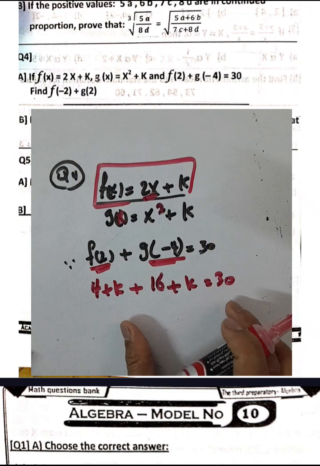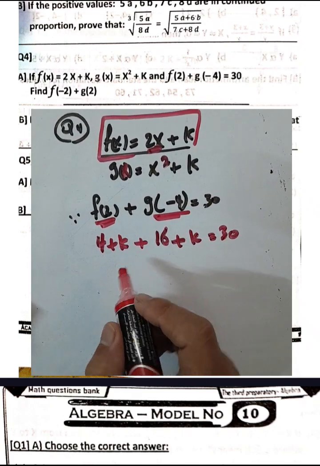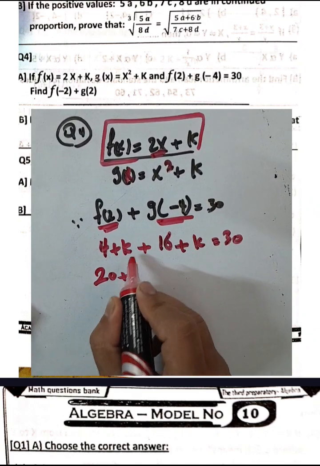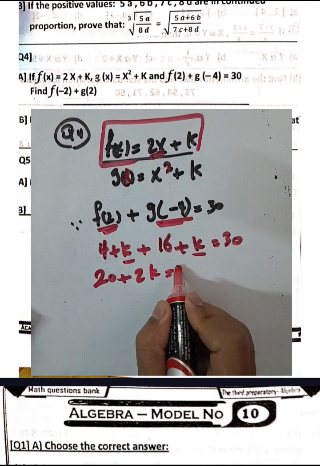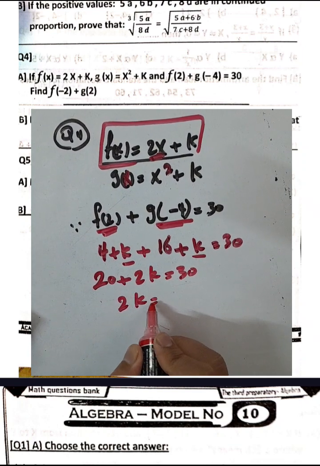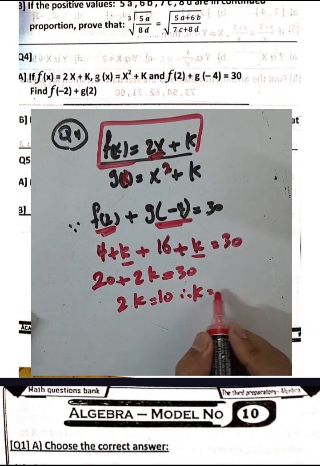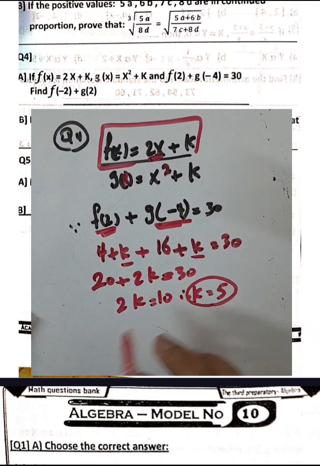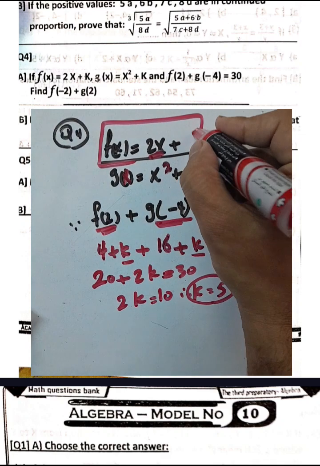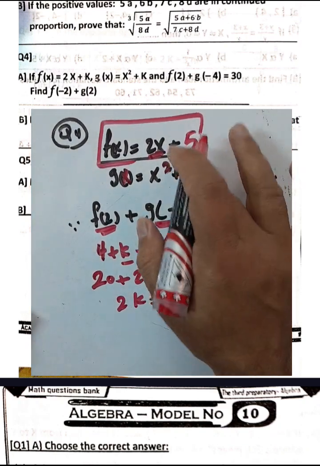In this relation, you can find the value of k. 4 plus 16 will be 20, and k plus k will be 2k equals 30. Then 2k equals 30 minus 20 equals 10. Then you can divide by 2, then the value of k will be 5. Then the function here is 2x plus 5, and this function will be x power 2 plus 5.